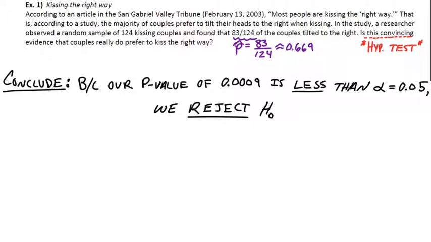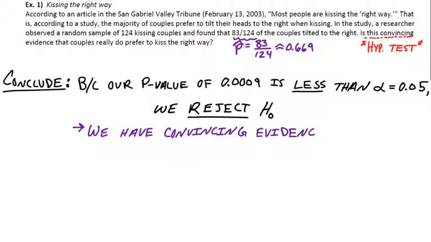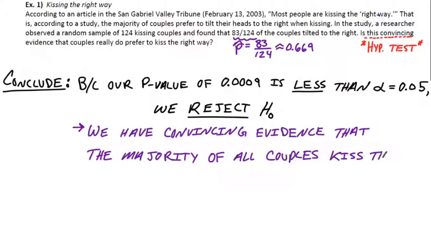So what does that mean? Well, we can say we do have convincing evidence, right? So we have convincing evidence basically that supports the alternative hypothesis. So in context, that means we have convincing evidence that the majority of couples, so the majority of all couples, kiss the right way. And the reason I said majority was because if you remember the alternative, it said p is greater than 0.5, so that seems to work here.